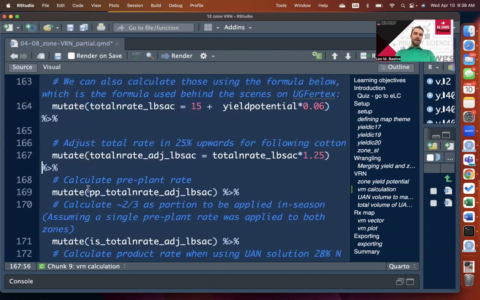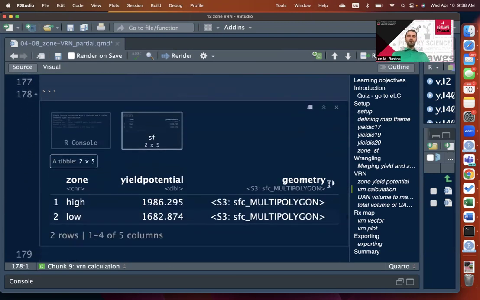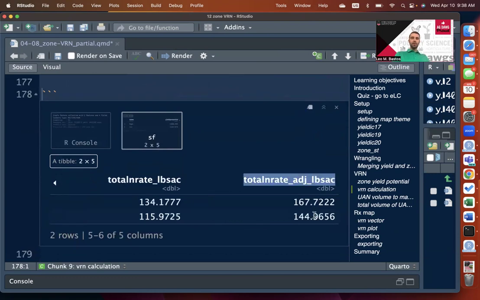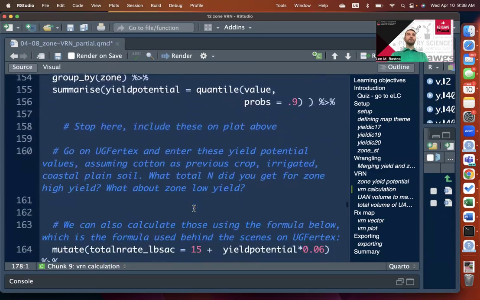If I just comment off here, just so we can run and print to see what that becomes. So I just ran until here. I'm gonna run and print the object VRN. If you go all the way to the right, now we have this total N rate adjusted, and these are the rates that we have right now, which are 25% greater than what we had before. Again, we're doing this because the cotton production guide says that if we have cotton following cotton, we should increase by 25%, and we are assuming that's our condition here. We have cotton after cotton.